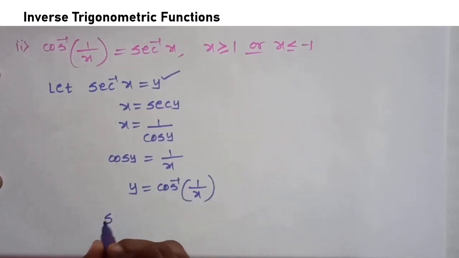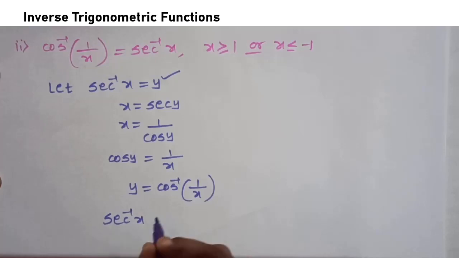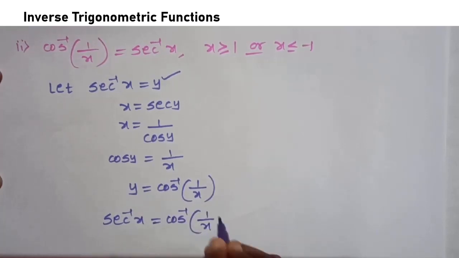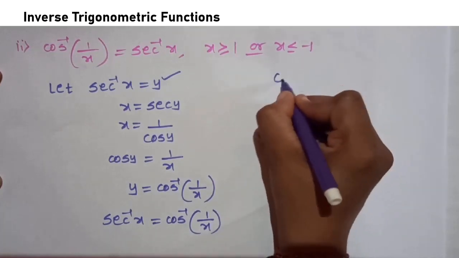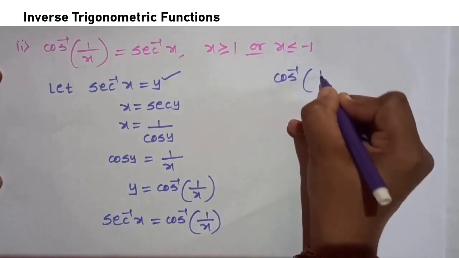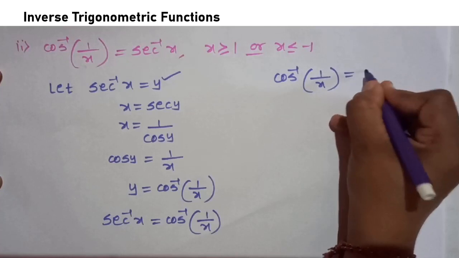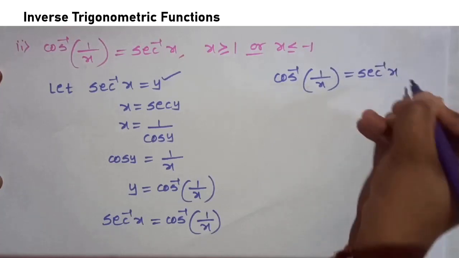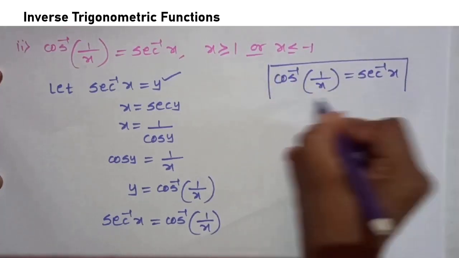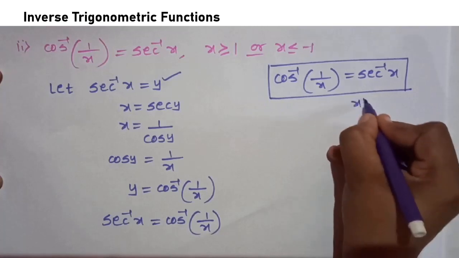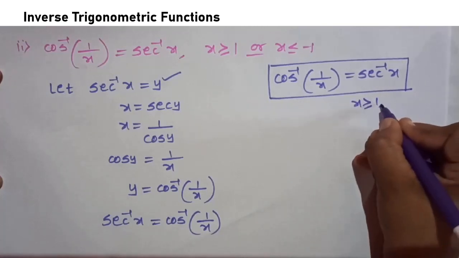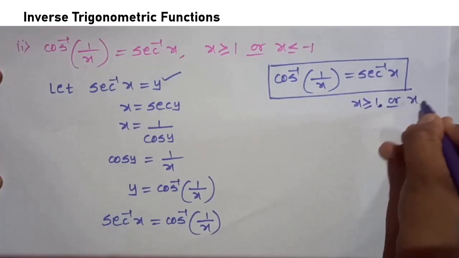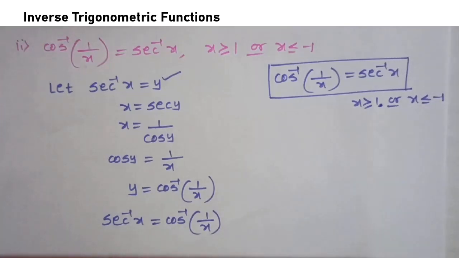Right? So what is y here? y is sec inverse x. Now put the value of y here. Sec inverse x is equal to cos inverse 1 by x. That is nothing but cos inverse 1 by x, which equals sec inverse x. So we have proved the property where the condition should be x greater than or equal to 1, or x less than or equal to minus 1. Okay, so how to use this property?